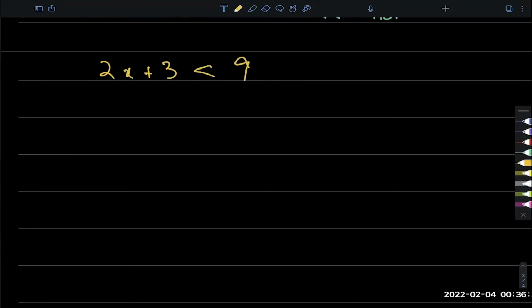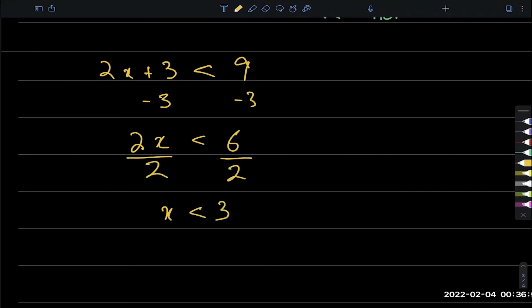Treat it like you're solving an equation. You'll do -3, right? 2x is less than 6, so x is less than 3. If you want to show it on a number line, you'll just put 3 there. All the numbers below 3, x could be any of these.